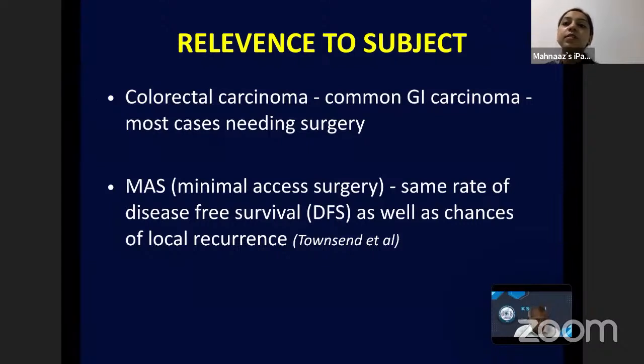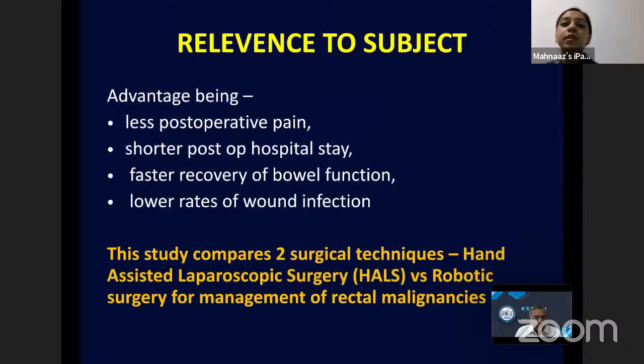This study was relevant because colorectal carcinoma is one of the most common GI carcinomas. Majority of these cases need surgery either for curative or palliative purposes. Minimal access surgery has been increasingly used for colorectal surgeries because it has been shown to have similar disease-free survival and similar rates of local recurrence as open surgery. The advantages of minimal access surgery are less post-operative pain, shorter post-op hospital stay, faster recovery of bowel function, and lower rates of wound infection.